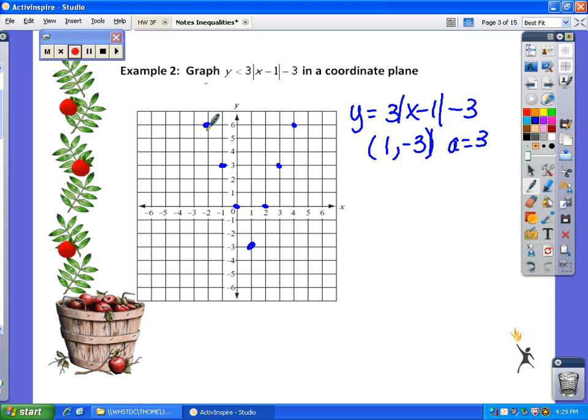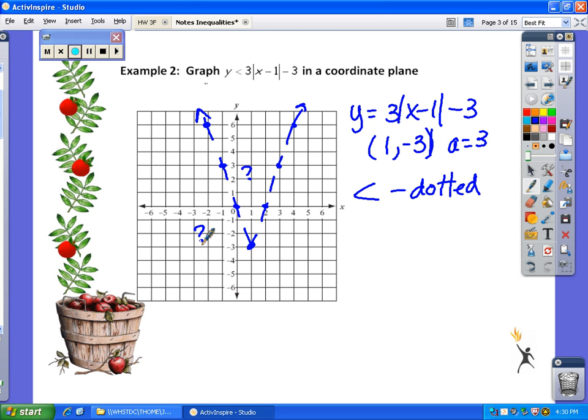Okay, now we need to decide, because this is less than, it's going to be a dotted line. So I'm going to dot this, or dash it, whatever you want to call it. Okay, now here again, this is less than, so I'm predicting that I'm going to shade below my graph. Alright, but I've got two parts. I'm going to shade the inside or the outside.